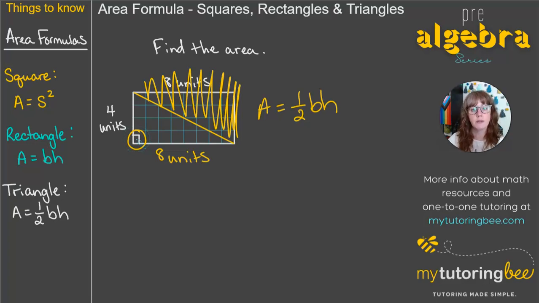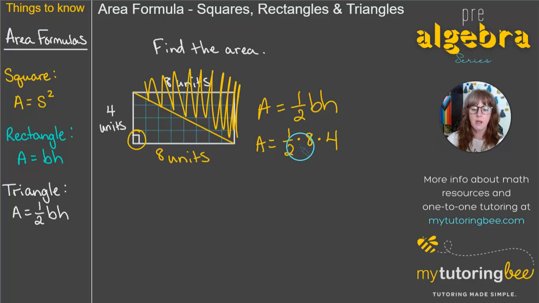That's what we're always looking for when we are trying to use the area formula for any of the shapes in this chapter of the pre-algebra series. We're looking for those perpendicular sides. So we are going to substitute in those numbers: 1/2, our base is 8 units, our height is 4 units, and there are a few different ways that we can do this.